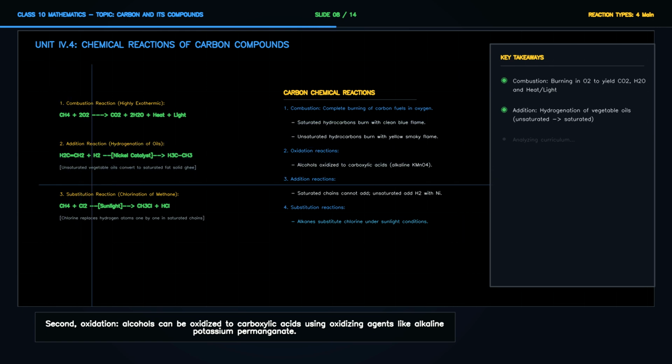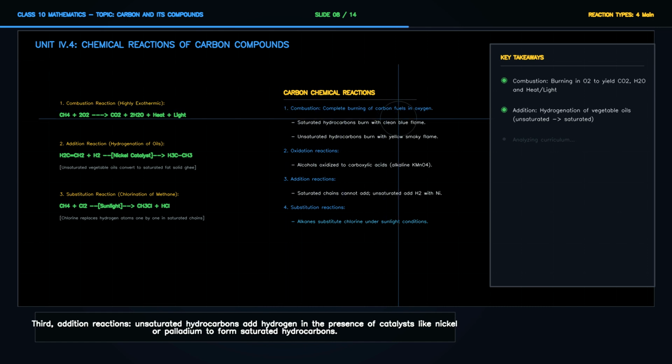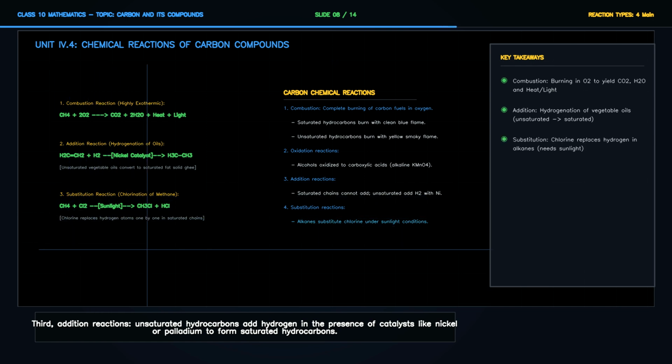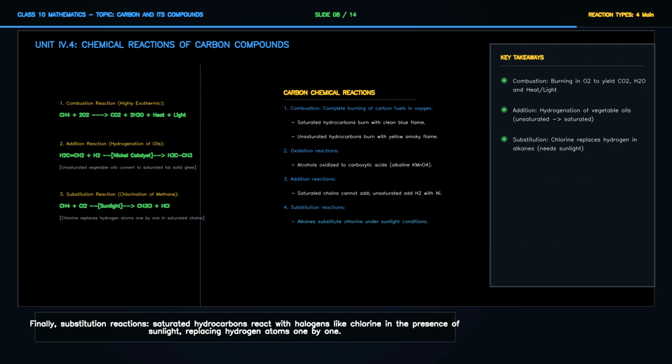Third, addition reactions. Unsaturated hydrocarbons add hydrogen in the presence of catalysts like nickel or palladium to form saturated hydrocarbons. This process, called hydrogenation, is used industrially to convert liquid vegetable oils into solid vanaspati ghee. Finally, substitution reactions. Saturated hydrocarbons react with halogens like chlorine in the presence of sunlight, replacing hydrogen atoms one by one.